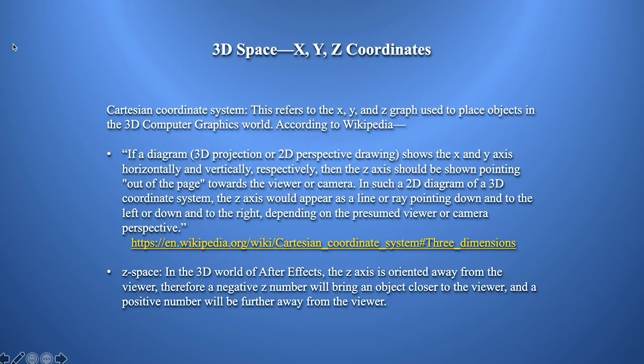In z-space, in the 3D world of After Effects, the z-axis is oriented away from the viewer. Therefore, a negative z number will bring an object closer to the viewer, and a positive number will be further away from the viewer.